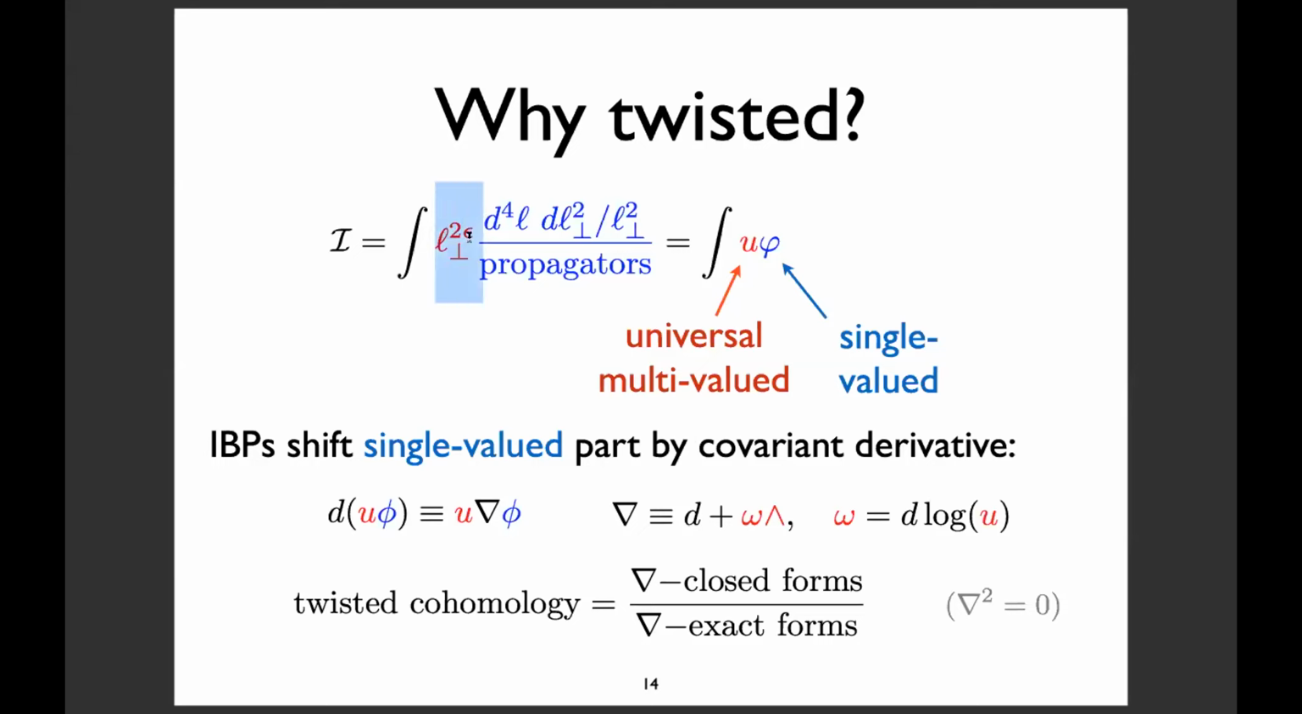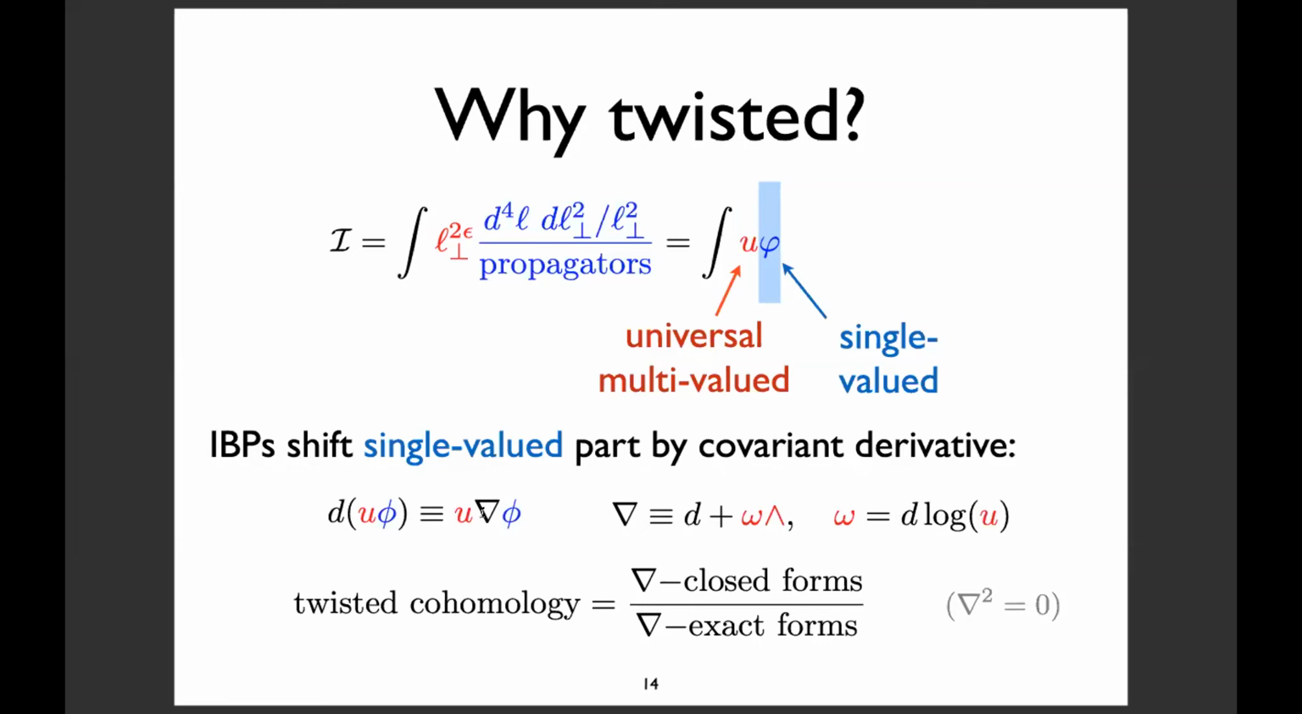It's because of this regularization, which makes our form multi-valued. In practice, a good way to deal with that, instead of worrying about the branch of the loop momentum to the 2 epsilon, so this is what we call the twist u, we just pull this out and say that the form is this times something that's single valued, and then we deal with the single valued form. But then when you integrate by part on the single valued form, your total derivative picks up a d log of u when you commute it across.